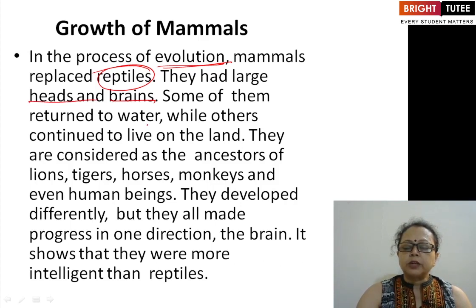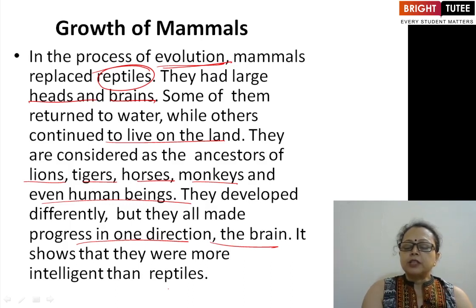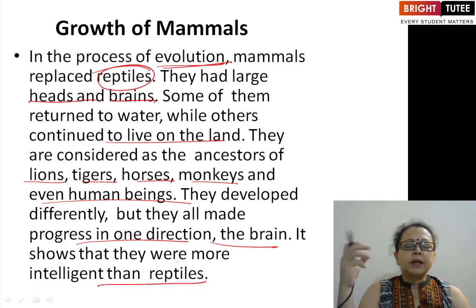Some of them returned to water, while others continued to live on the land. They are considered the ancestors of lions, tigers, horses, monkeys, and even human beings. They developed differently, but they all made progress in one direction, that is the brain. It shows that they were more intelligent than reptiles. As more development was taking place in the brain, they are now considered more intelligent than reptiles.